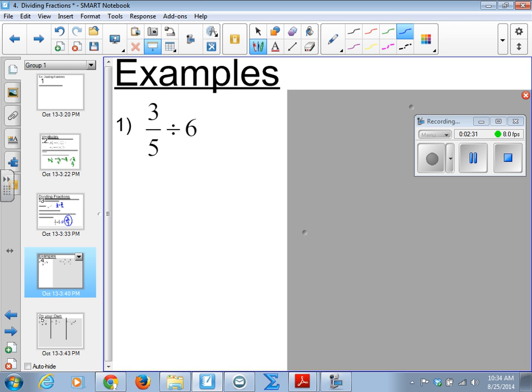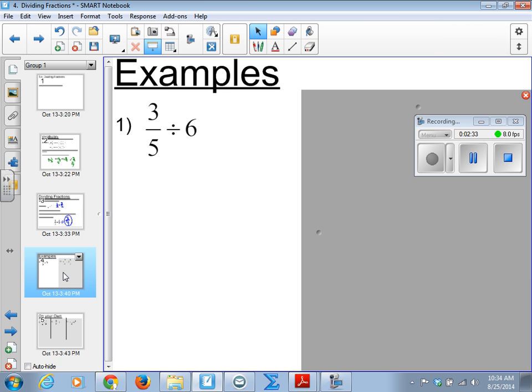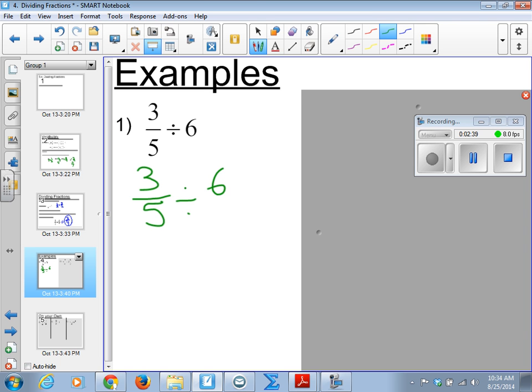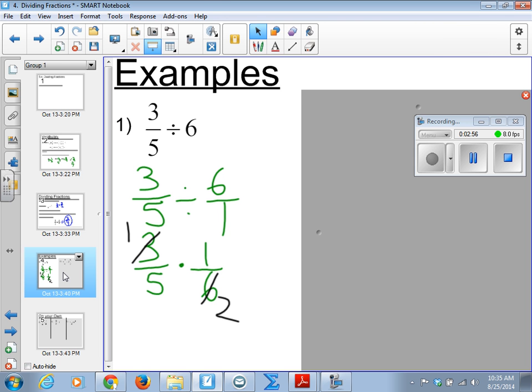So you've got 3/5 divided by 6. I recommend rewriting it with 6 as 6 over 1. Then you note the first term stays the same. Multiply by the flip. And you look, and we see that 3 and 6 have a common factor of 3. So divide each part by 3. So we have 1/5 times 1/2 equals 1/10.